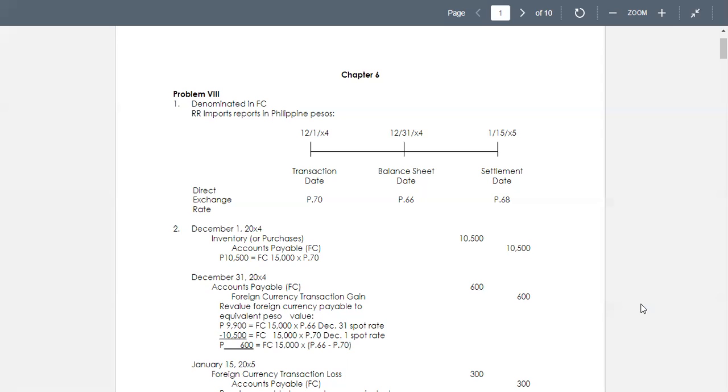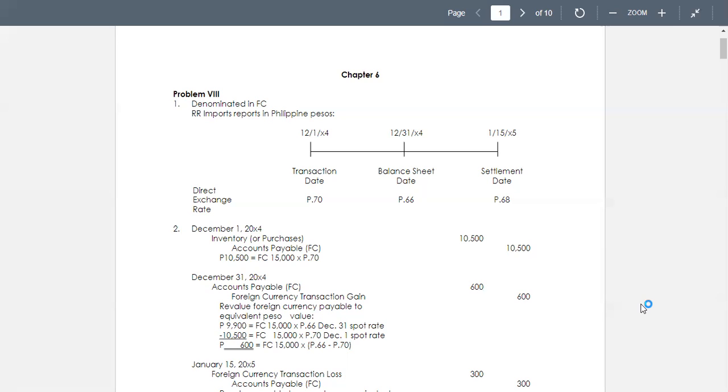Number 2, prepare journal entries to record the purchase, the adjustment on December 31, and the settlement. So on December 1, being the transaction date, the entry is to debit inventory or purchases depending upon the system involved. So if perpetual, debit to inventory. If periodic, debit to purchases. And we credit accounts payable denominated in FC. So we have 15,000 times 0.70.